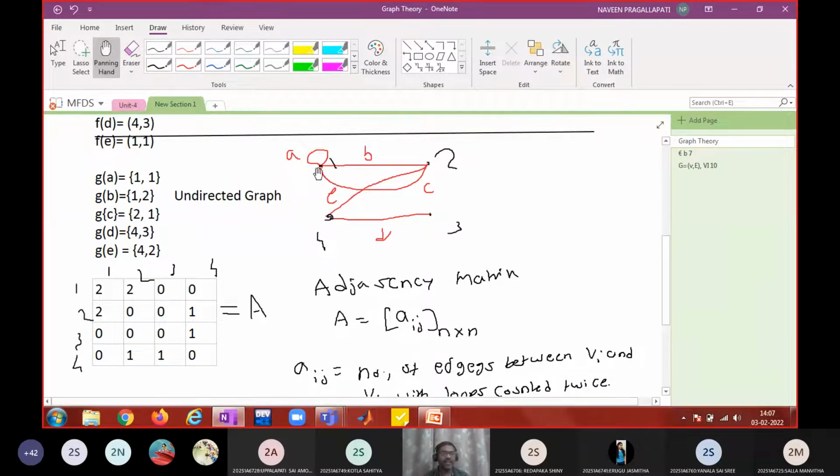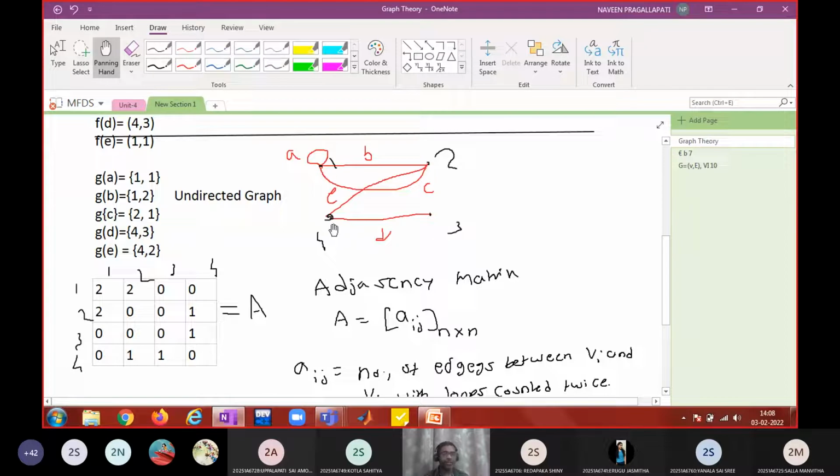In this case, from 1 to 1 there is a loop, therefore that loop is counted as 2, and from 1 to 2 there are two edges, so we have written 2. From 1 to 3 there is no edge, 0. From 1 to 4 there is no edge, so 0. Similarly, from 2 to 1 there are two edges. From 2 to 2 there is no loop, 0. From 2 to 3 there is no edge, 0. From 2 to 4 there is one edge, so we have written 1. Similarly, from 3 to 1 there is no edge, 0. From 3 to 2 there is no edge, 3 to 3 there is no edge, and 3 to 4 there is an edge.